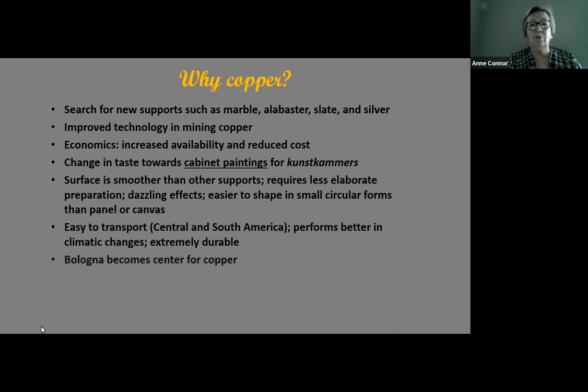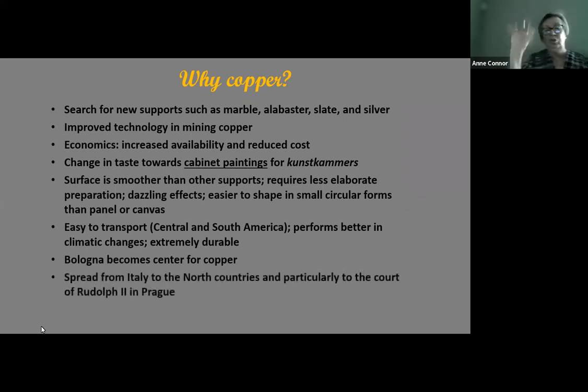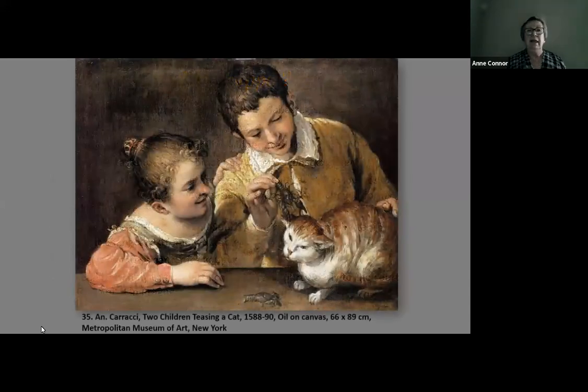And Bologna becomes the center for copper paintings, and it's going to go from there to the northern countries, and particularly to Rudolph II in Prague. We'll talk about it more at length when we talk about northern paintings, because it's going to become one of their favorite surfaces in the 17th century.